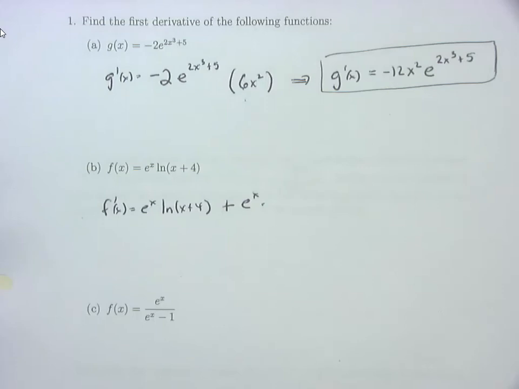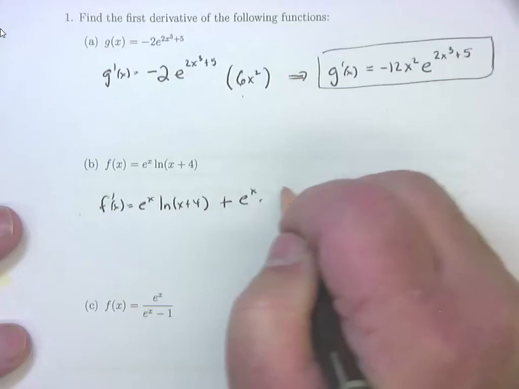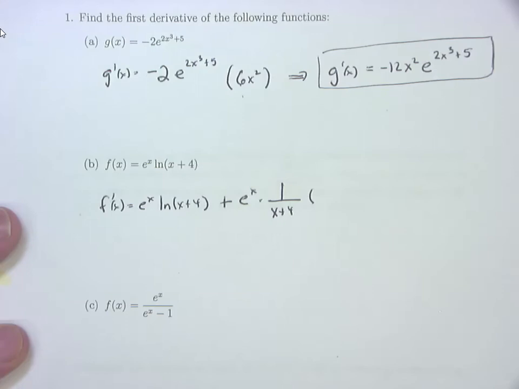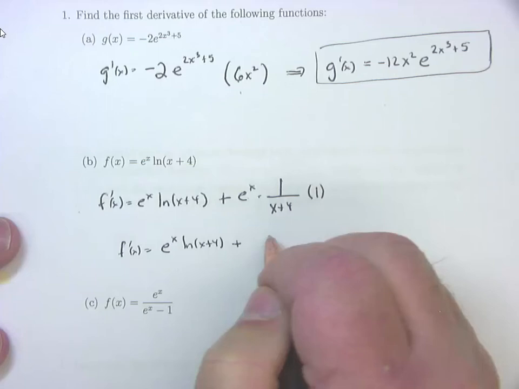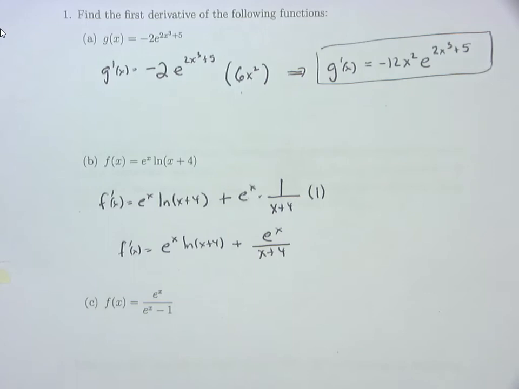Times the second, natural log of x plus 4, plus the first, e to the x, times the derivative of the second. What is the derivative of the natural log of x plus 4? Anything other than x, you've got the natural log of a function. Back to the last section. If you have natural log of a function, it's 1 over the function times the derivative of the function. That'll be 1 over x plus 4 times the derivative of the inside. But the derivative of x is 1, the derivative of 4 is 0, so pretty much times 1. And there's your answer. If you want this to look good in terms of a multiple choice answer, it'll be e to the x times the natural log of x plus 4, plus, multiplying all your stuff in the numerator, e to the x divided by x plus 4. There's your answer. Does that make sense?